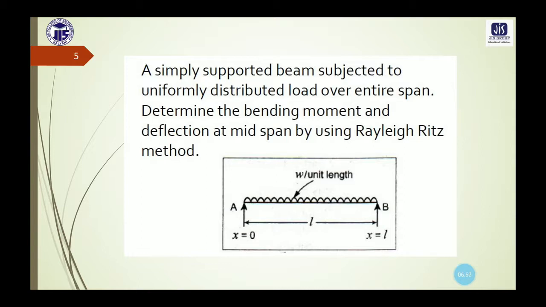So this is the question given here. UDL is acting on a beam, a simply supported beam, the beam AB, it is given here in this diagram. At A x equals to 0 and at B x equals to L, and the total length of the beam is small l. The UDL which is acting here is W per unit length, and we need to determine the bending moment and deflection at mid span of the beam by using the Rayleigh Ritz method.